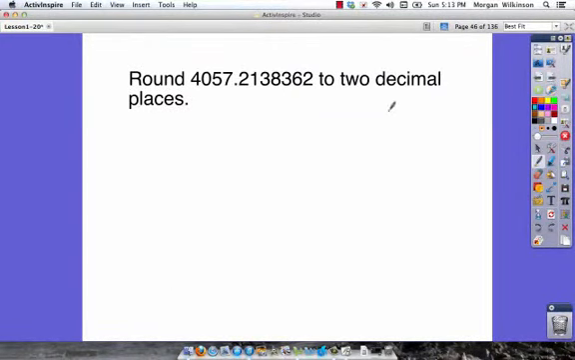Let's look at our next one. We've got 4,057.2138362, and we've got to round to 2 decimal places. If we're going to round to 2 decimal places, that means we want to look at the second decimal place, the hundredths. Then we're going to take the number after it, the 3, and we can see that that number is less than 5, so it's going to be 4,057.21. Since this number is less than 5, this number stays the same. It's closer to 4,057 and 21 hundredths than it is to 4,057 and 22 hundredths. That's why we'll round just like this.